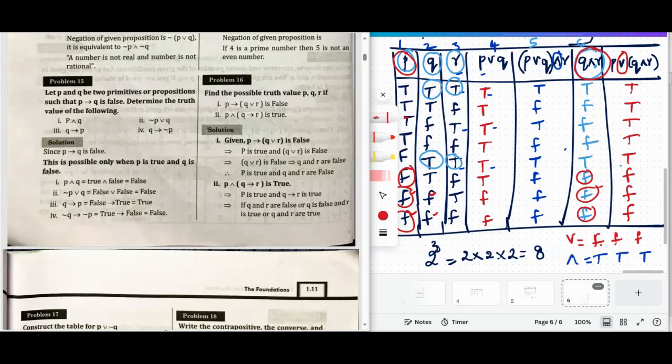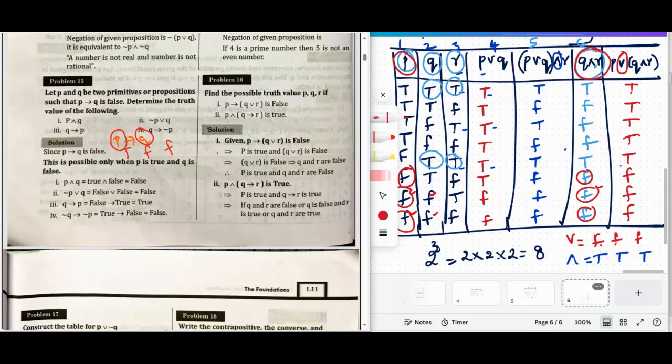So the first one is P and Q. It is true and false, so it is false. Then the second one is negation P and Q. Here P implies Q being false means P is true and Q is false, and we get the answer as false. So the condition is P will be true and Q will be false. We'll check with the condition what the values will be for the given statements.